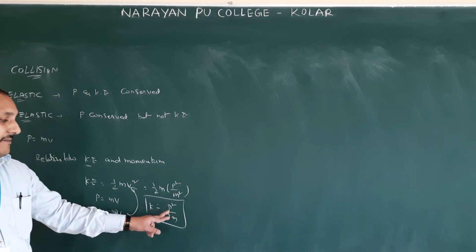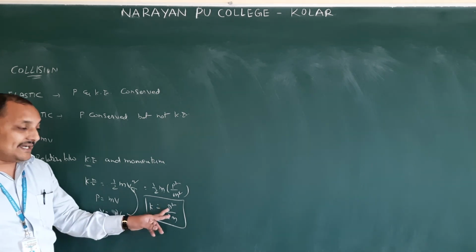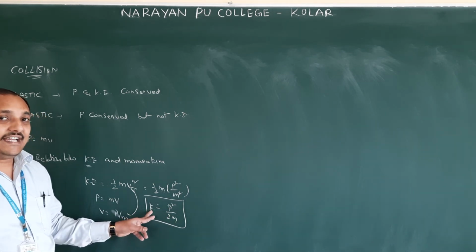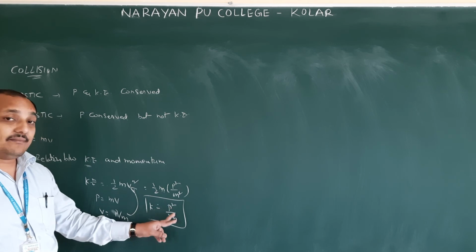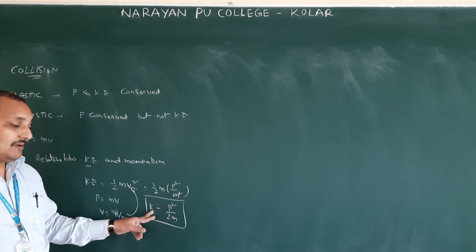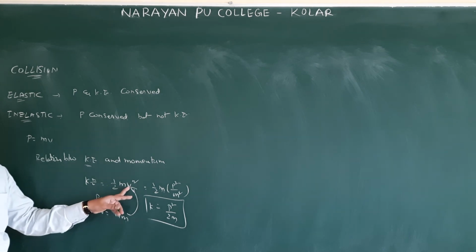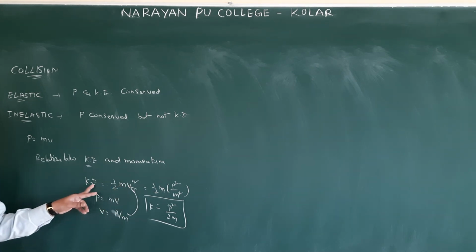K is equal to P square by 2m. So if momentum is constant, then mass is inversely proportional to kinetic energy. If velocity is constant, then mass is directly proportional to kinetic energy.